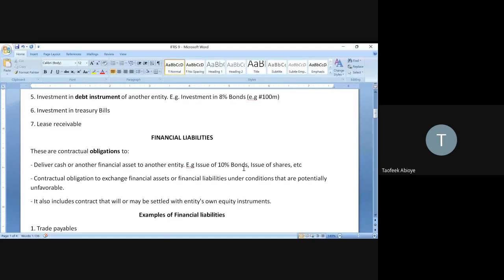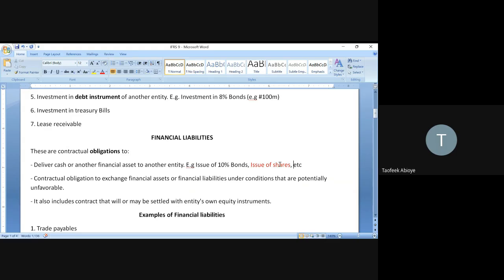Then we have issue of shares. This issue of shares, let me highlight it. Issue of shares is not a financial liability. Let me quickly say that. It is equity. Because when I issue out shares to Mr. Adiola and Mr. Folashade, I'm not giving you back. And that's the difference between issue of bond and issue of shares.